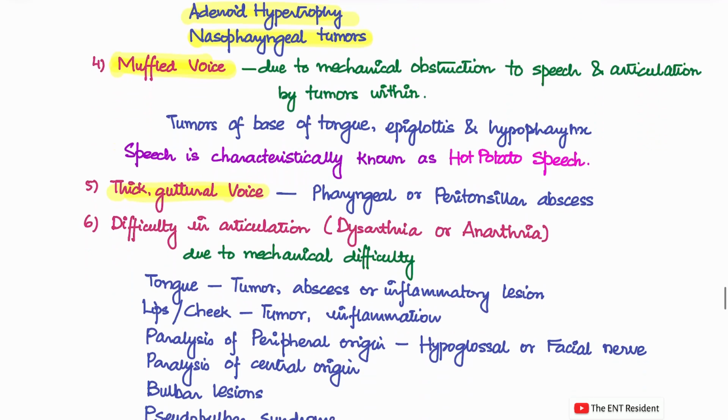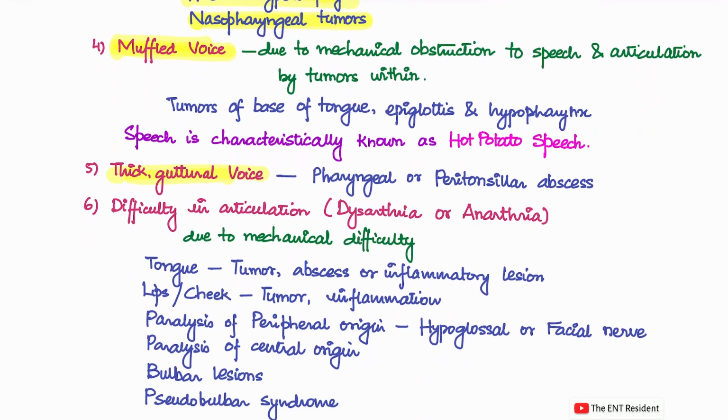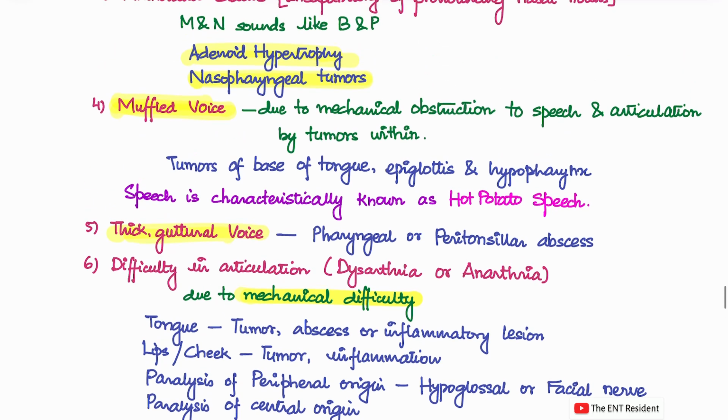Next is a difficulty in articulation. This is known as dysarthria or anarthria. This happens because of a mechanical difficulty. This can be seen in causes involving the tongue, like a tumor, abscess, inflammatory lesion, lips or cheek, like a tumor or inflammation, paralysis of peripheral origin, like involving the hypoglossal nerve or the facial nerve, paralysis of central origin, bulbar lesions, or a pseudobulbar syndrome. So, this was all about the major chief complaints that I have mentioned to you.